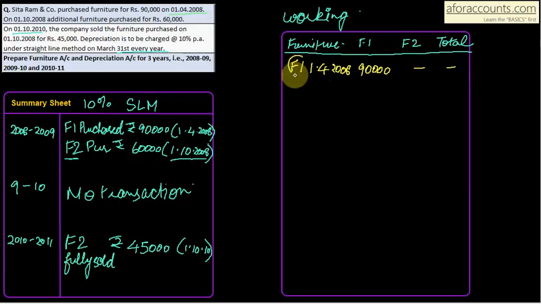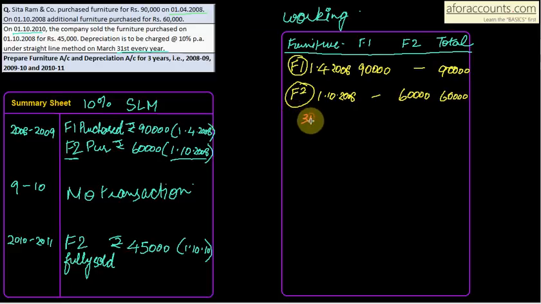Then next furniture F2. F2 is purchased on 1/10/2008. Furniture is purchased for 60,000. So 60,000 here. 90,000 in total and 60,000 here. And now depreciation will be charged. So for depreciation during the year, depreciation will be charged on 31st March of every year.